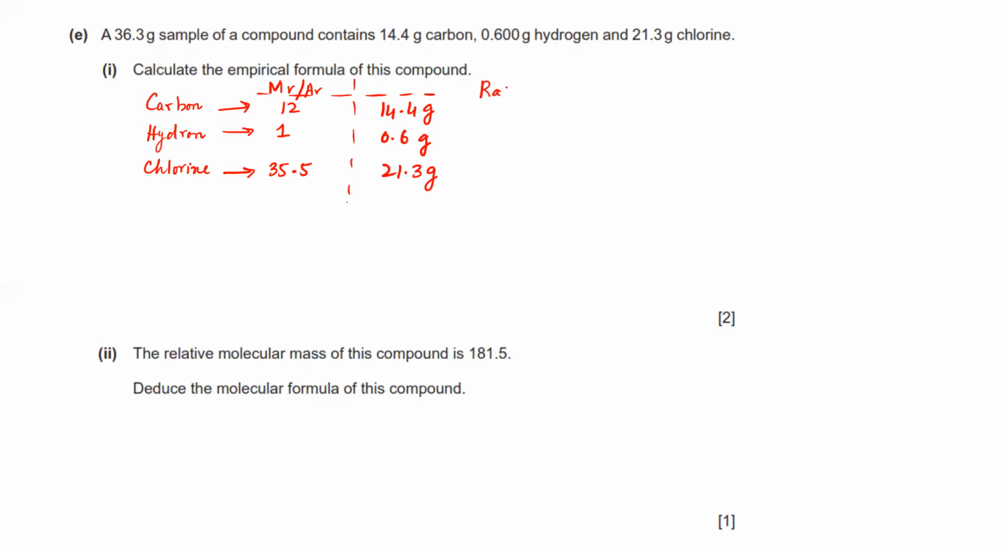We call it the ratio, or number of moles. That is a better choice, number of moles. So for number of moles, the formula is mass in grams over molecular mass or atomic mass. So 14.4 divided by 12. This is for, let's say, moles for carbon.